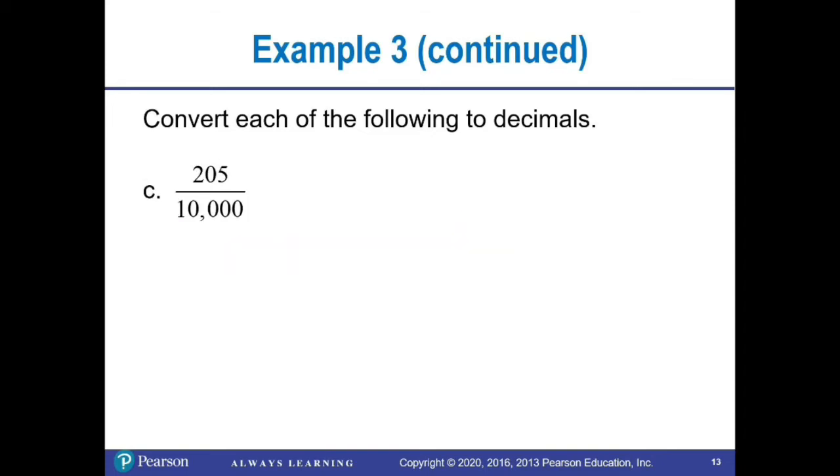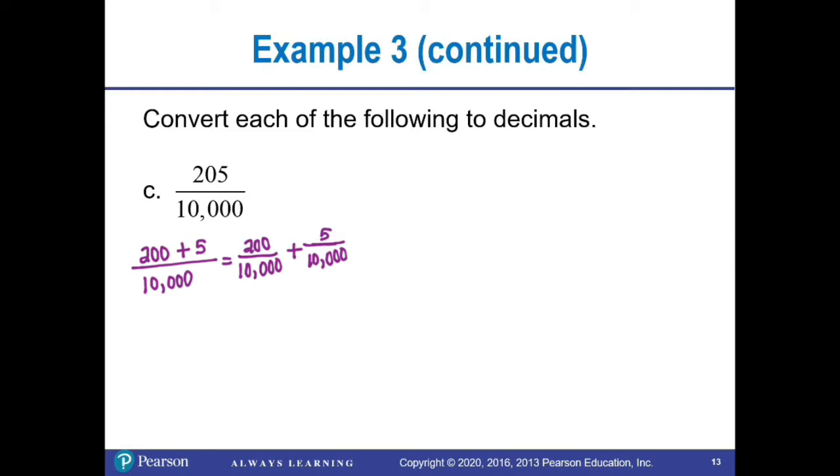Let's look at the next one. We have 205/10,000. 205 we rewrite as 200 plus 5. Then pull your fraction apart. We have 200/10,000 plus 5/10,000. Now, by the way, I chose that 200 again because 200 is a multiple of 10. I want to make sure my denominators of my fractions have a power of 10.